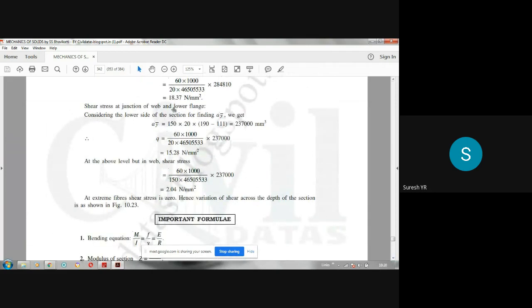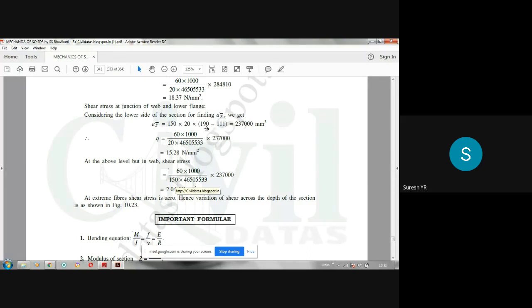See at the junction of web and lower flange. So first we have to take the web, then we have to take the flange, because it is the other way. When you are moving down from web to flange, first value of B will be 20, then second value of B will be 150. Okay, so this is your area, 150 to 20.